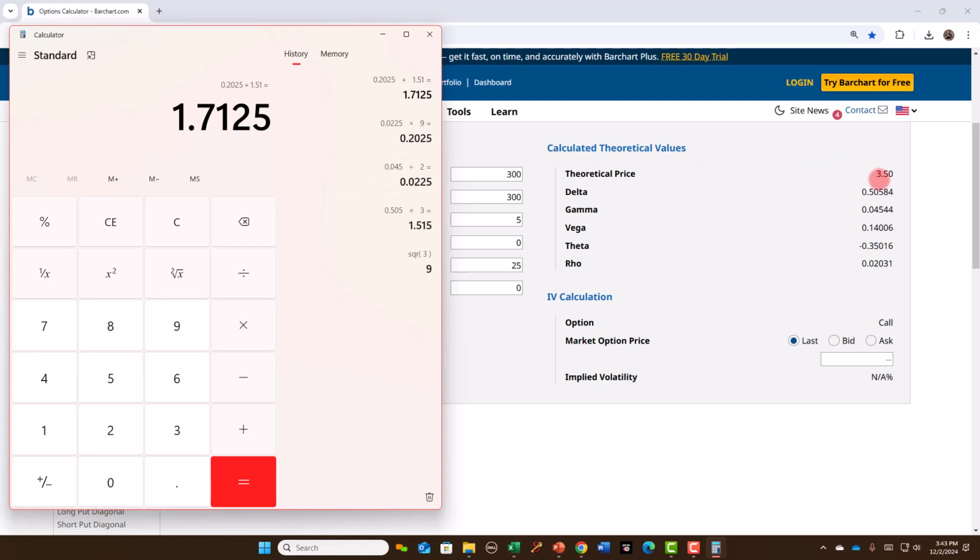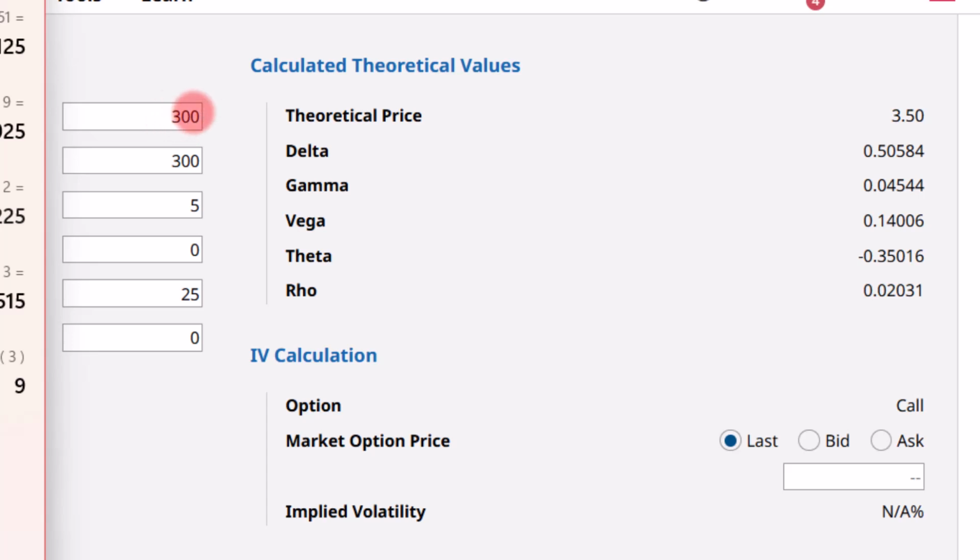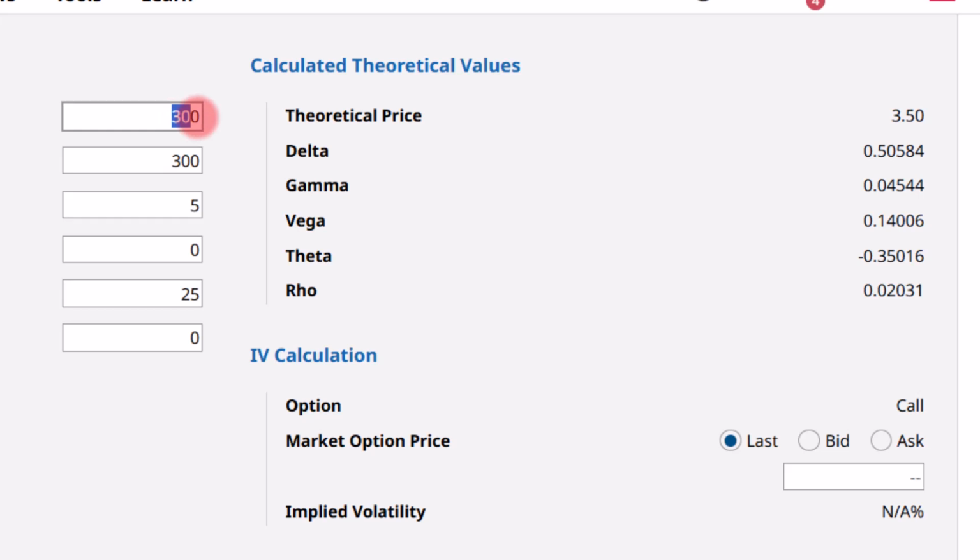So if we add it to the current price of $3.50, we should get about $5.21 or $5.22. So let's try it and see if it works. Let's make this 303, and this number should become about $5.21. So let's do 303, and there we go. Pretty darn close. So again, this method, when you start incorporating gamma, doesn't just work for that next small move. We can use much larger changes.